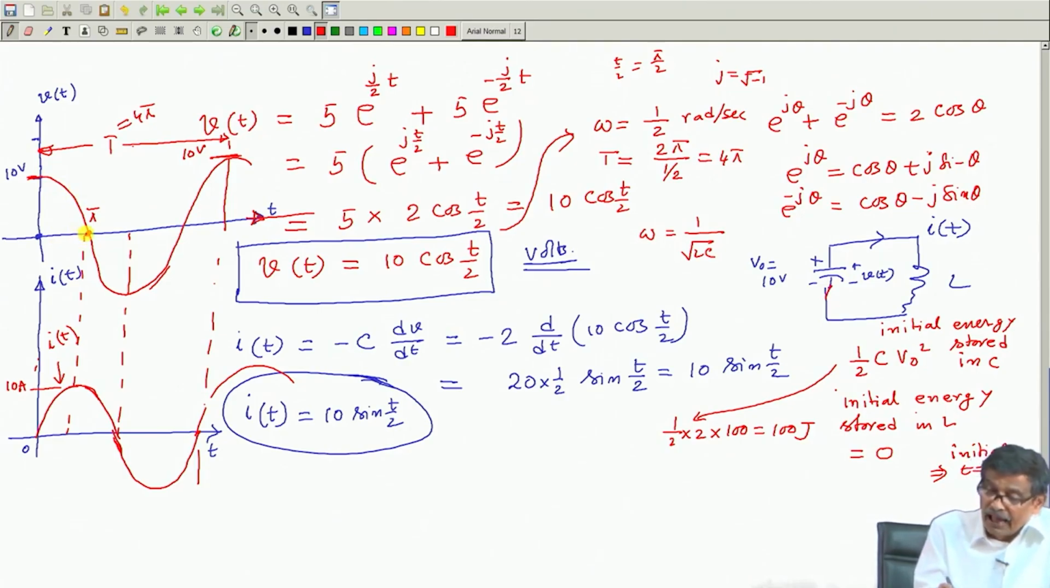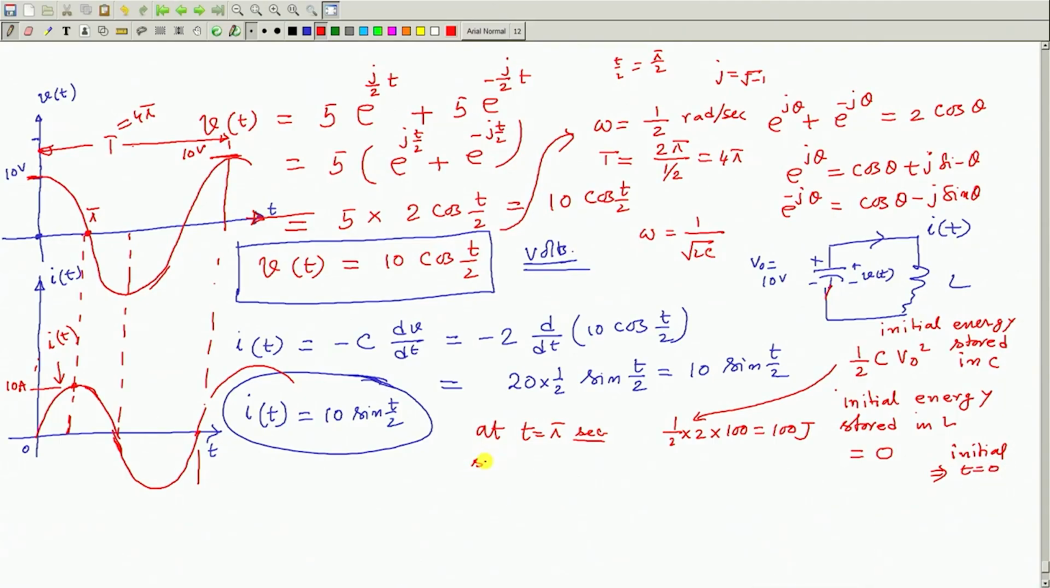A time will come at t equal to pi second, the capacitor voltage will collapse to 0, and at that instant the current through the inductor will be 10 ampere, maximum. At t equal to pi second, the energy stored in the capacitor is half C V square, which is half C into 0 square, that is 0.